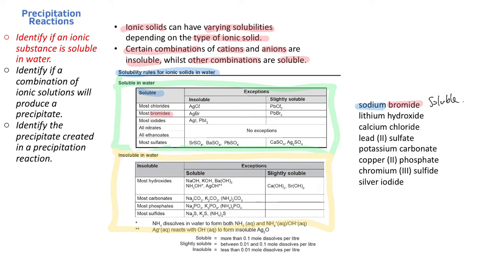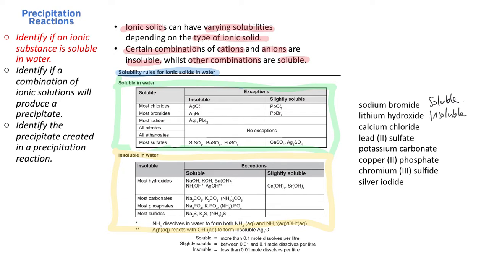Okay, let's go to the next one, lithium hydroxide. Hydroxide is our anion. We find the hydroxide in one of these two tables. Most hydroxides are insoluble except for these ones here. So lithium hydroxide is generally going to be insoluble unless it's one of these exceptions, and lithium is not there, so this one is going to be insoluble.